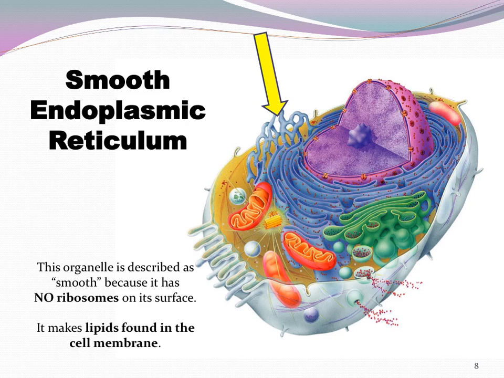Here you can see the smooth endoplasmic reticulum. This organelle is described as smooth because there are no ribosomes on its surface. One of its jobs is to make lipids that are found in the cell membrane.